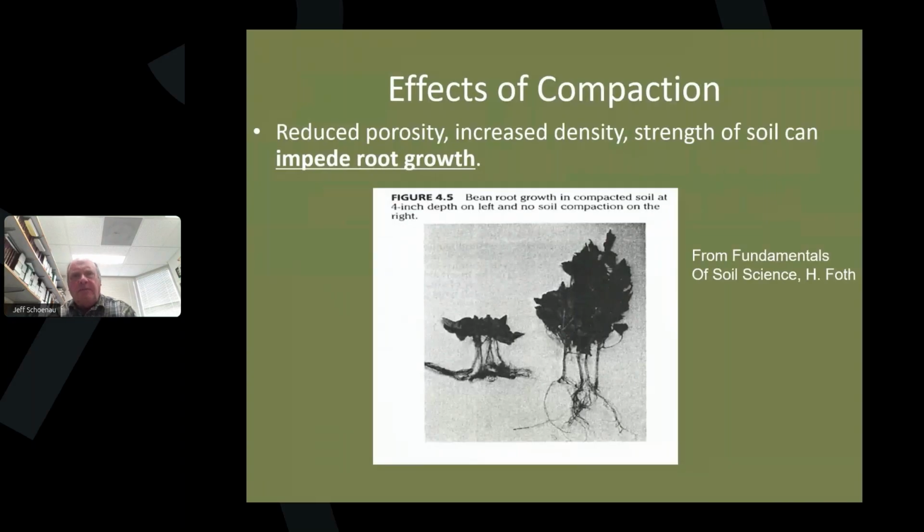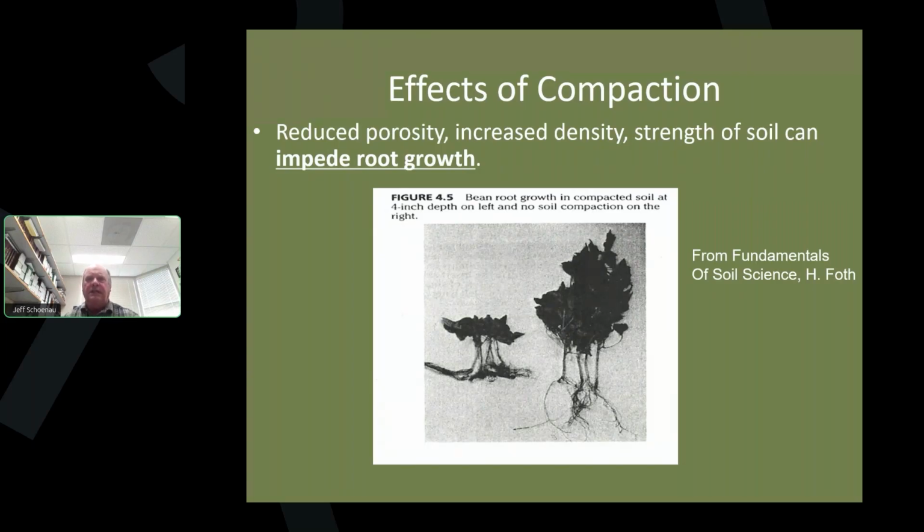The effects of compaction, no surprises. We were talking about bulk density right at the beginning. When we get compaction, we reduce those pore spaces. We reduce, in particular, the macropores. We increase the density and strength of the soil. And of course, one of the things that does is it can impede root growth.